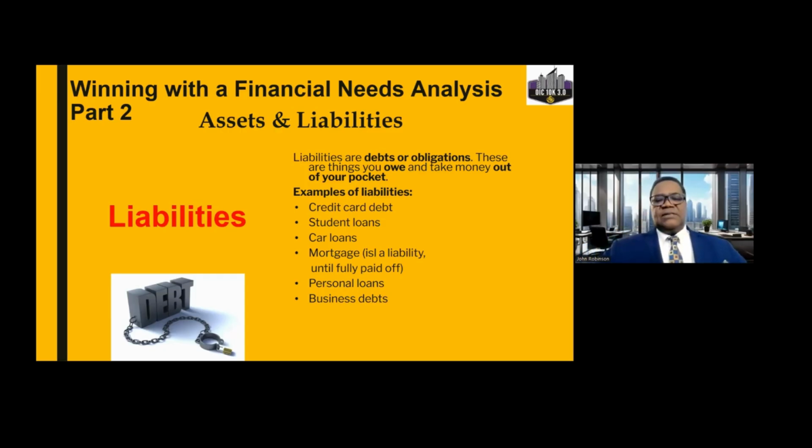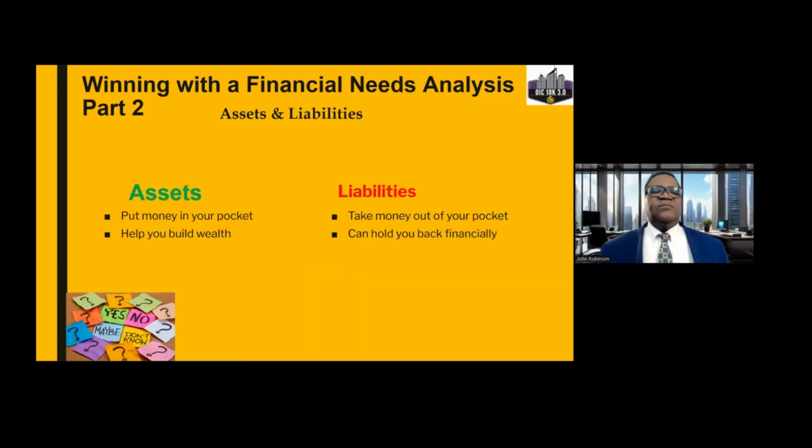Car loans, mortgage, right? It's a liability until fully paid off, right? Personal loans, business debt. Right? These are examples of liabilities. So the thing is this: assets put money in your pocket, help you build wealth. Liabilities take money out of your pocket and can hold you back financially.